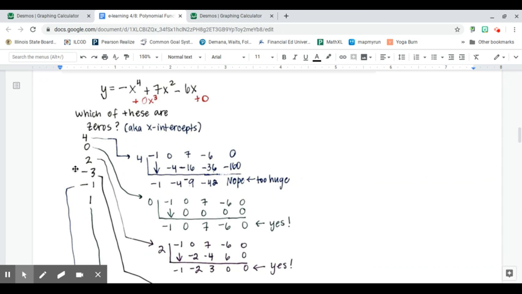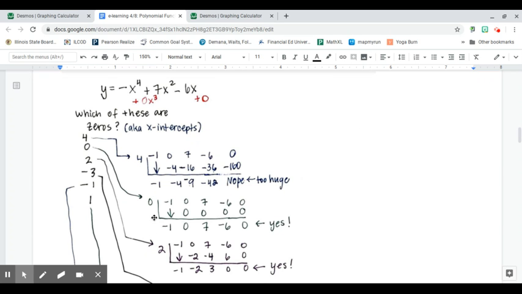If I try 4, I put a little 4 out here and then make this L shape. You're going to drop the first term, and then multiply 4 times negative 1. That gave me negative 4, and then you add negative 4. Repeat, multiply 4 times negative 4 is negative 16. Add, you get negative 9. Multiply, you get negative 36. Add, you get negative 42. Multiply, you're going to get somewhere in the ballpark of negative 160, which is not going to add with 0 to come up with 0.